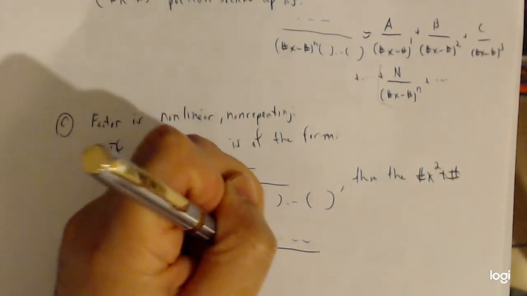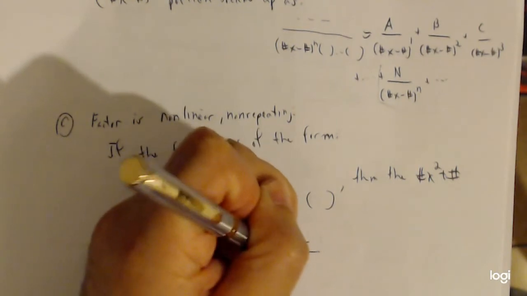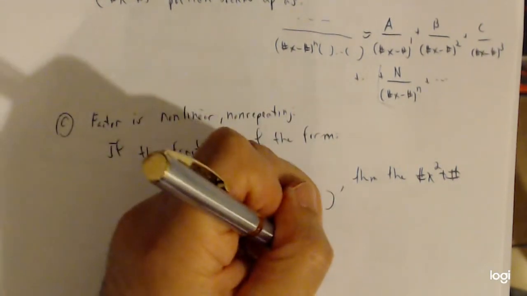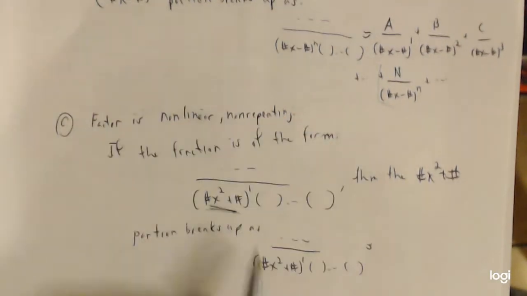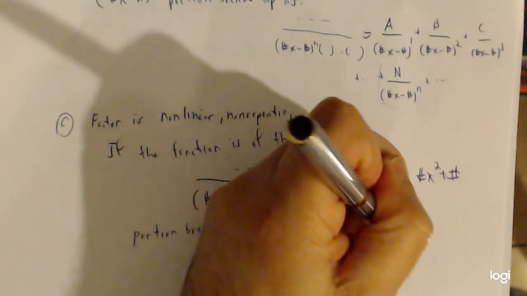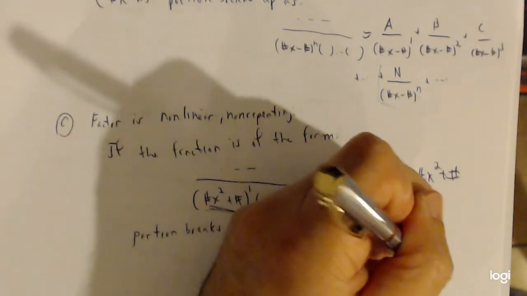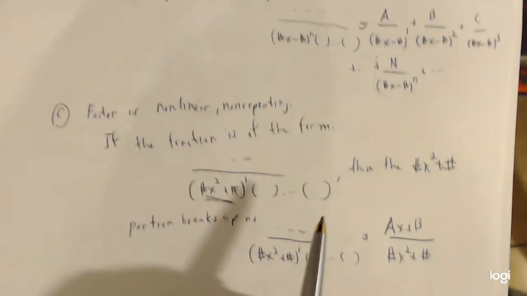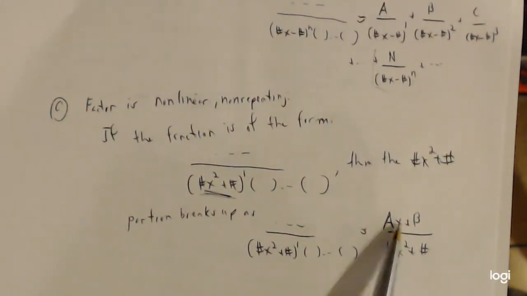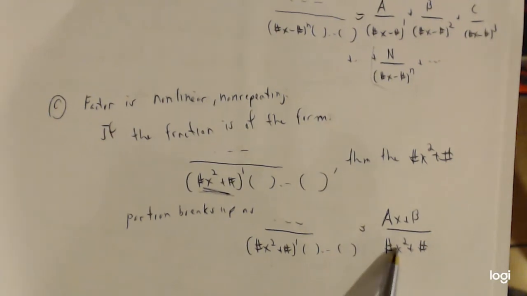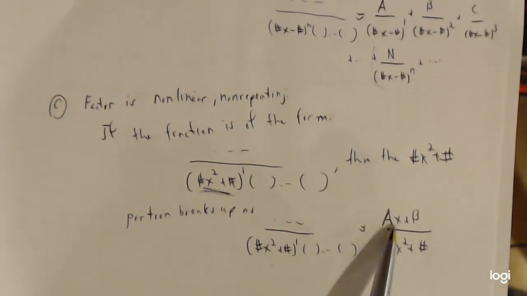So we'll have a number x squared plus a number to the power of 1. So just this part breaks up as ax plus b over a number x squared plus a number. Now notice, why does the numerator become ax plus b? Because the denominator is what? It's a quadratic. It's a power of 2. So the numerator is always going to have an expression with degree 1 less than that.